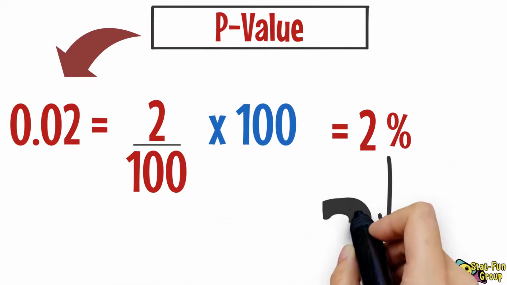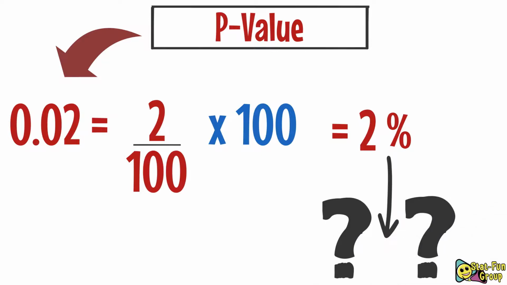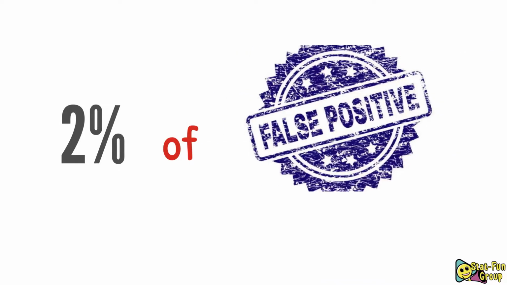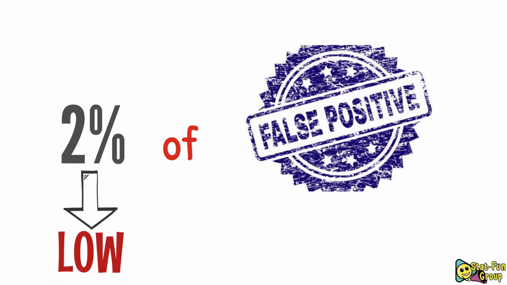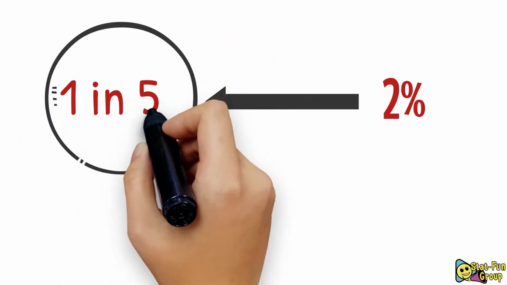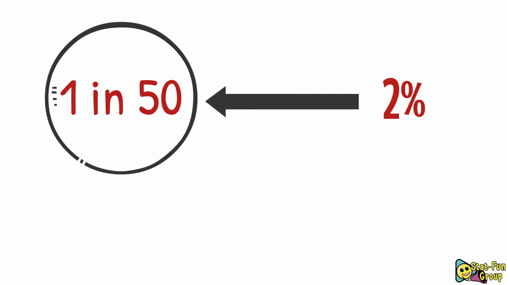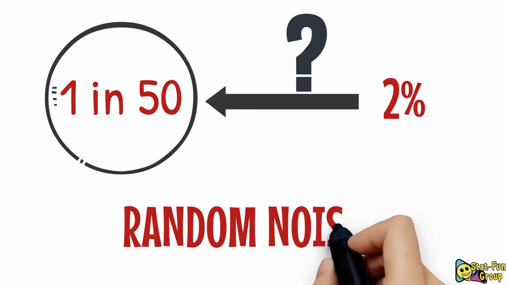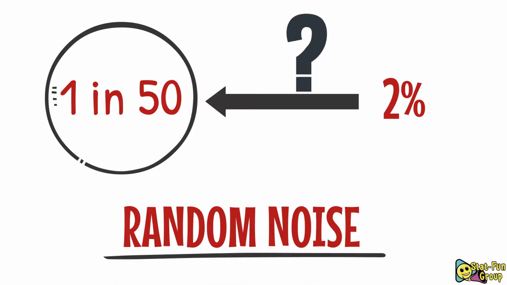But what does this p-value of 2% actually represent? Essentially, this means that there is a 2% chance of having a false positive result, which is obviously low. To put that into perspective, a 2% chance is 1 of every 50 experiments. So how can this be? What is accounting for this 2%? Simply, this 2% can be accounted for by random noise.